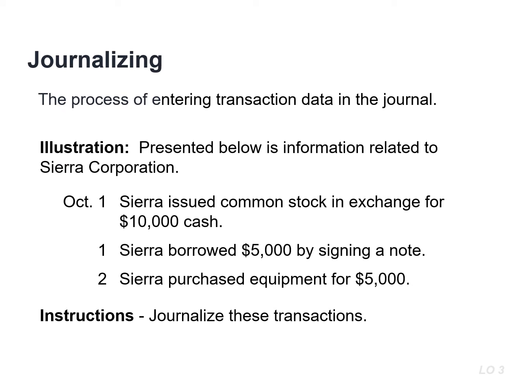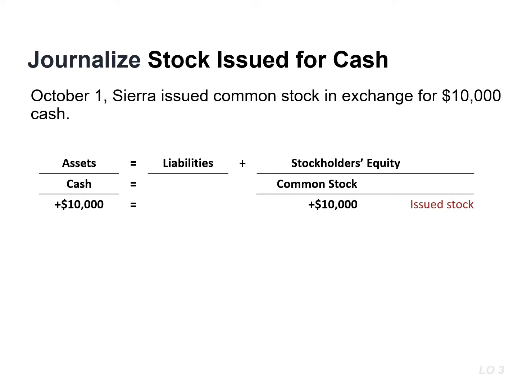Entering transaction data in the journal is known as journalizing. To illustrate the technique of journalizing, let's look at the first three transactions of Sierra Corporation. They will make separate journal entries for each transaction. A complete entry consists of the date of the transaction, the account and amounts to be debited and credited, and a brief explanation of the transaction.